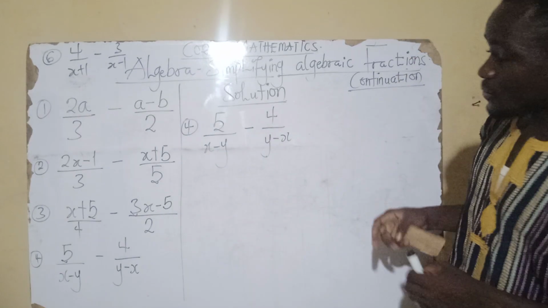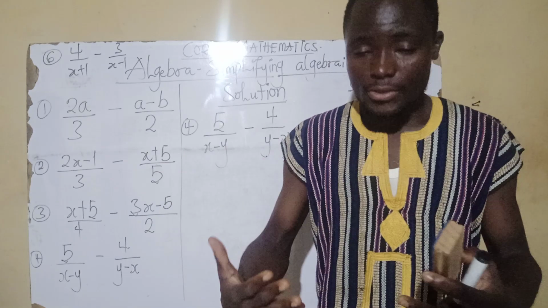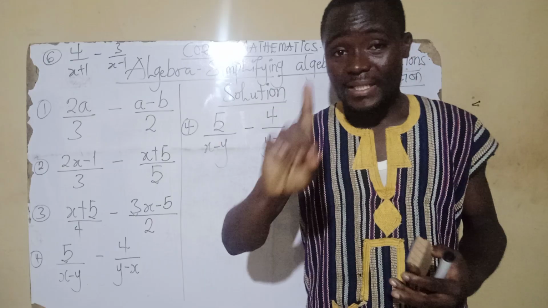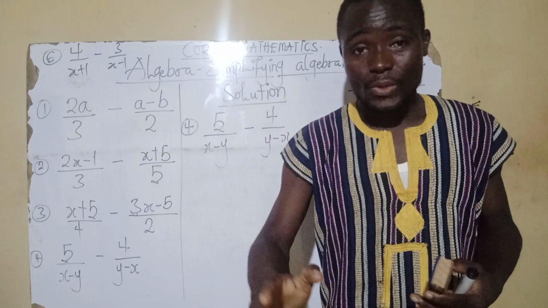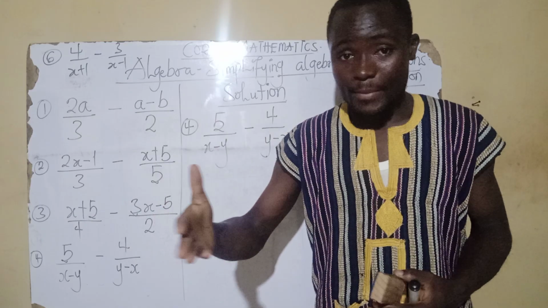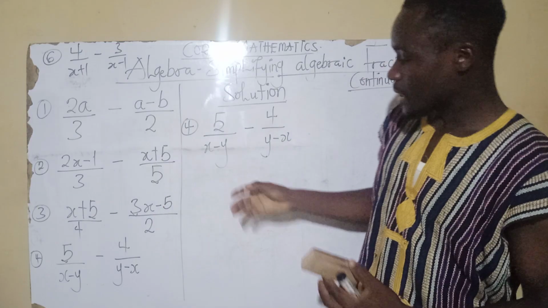For problems like this, remember we said that any time that you are simplifying an algebraic fraction, you first of all check the denominator. If it is a monomial, that is one term, you have a way to go about it. If it is 2 terms, that one too has a way of going about it. Are you with me? And I believe you are following. Very good. So let's see how to solve this.